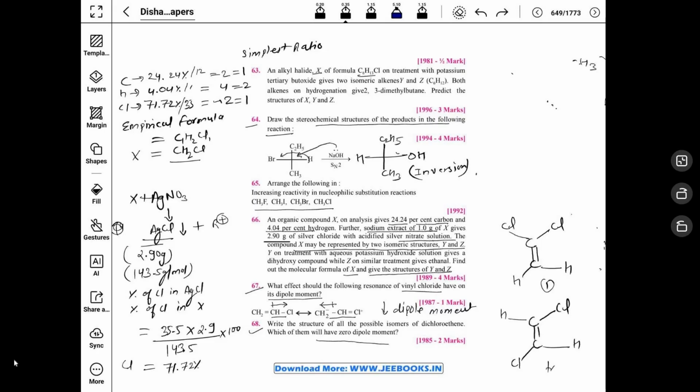This is the trans. So the dipole moment of this bond and this bond are opposite, cancelling each other. And similarly here, the dipole moments of this carbon hydrogen and this carbon hydrogen are in opposite direction, so they cancel each other, so therefore this will have zero dipole moment. So dipole moment will be zero for the trans symmetry. And now the third structure will be cis chloro here. So this is the third structure.